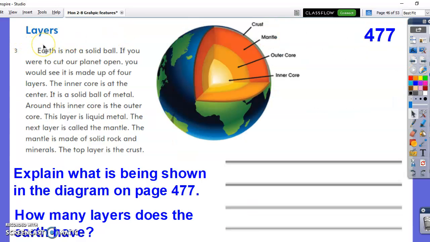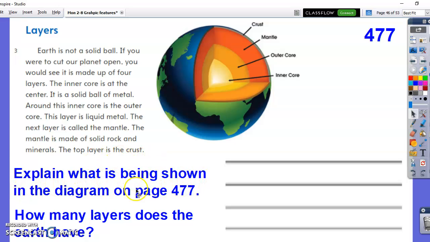Layers. Earth is not a solid ball. If you were to cut our planet open, you would see it is made up of 4 layers. The inner core is at the center. It is a solid ball of metal. Around this inner core is the outer core. This layer is liquid metal. The next layer is called the mantle. The mantle is made up of solid rock and minerals. The top layer is the crust.